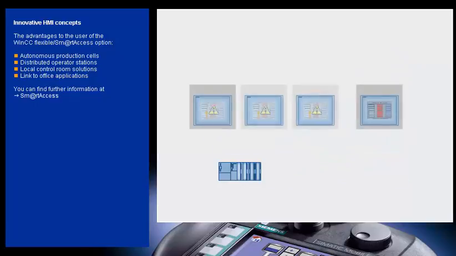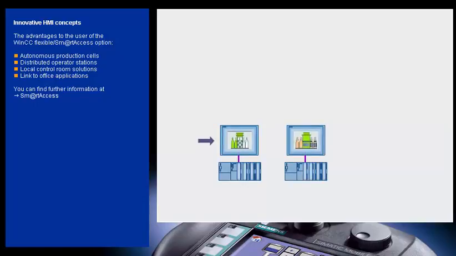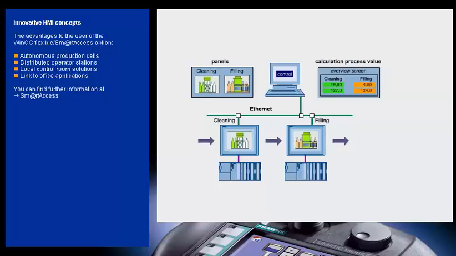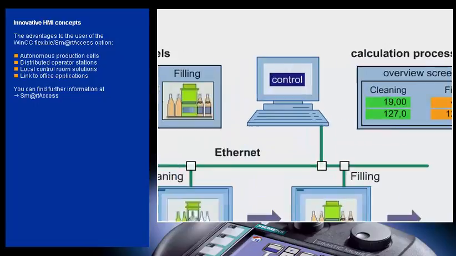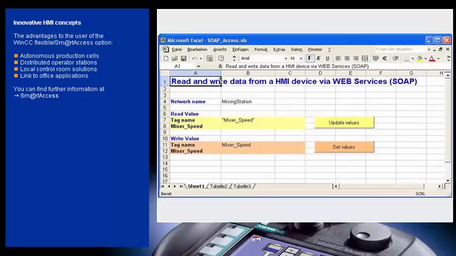Configure distributed operator stations to allow operator control of large machines situated at different locations from different places, and all with only one configuration. Create local control room solutions with central archiving, analysis, and post-processing of process data, and link your WinCC flexible application on request to office applications in order to make production monitoring and optimization more transparent.